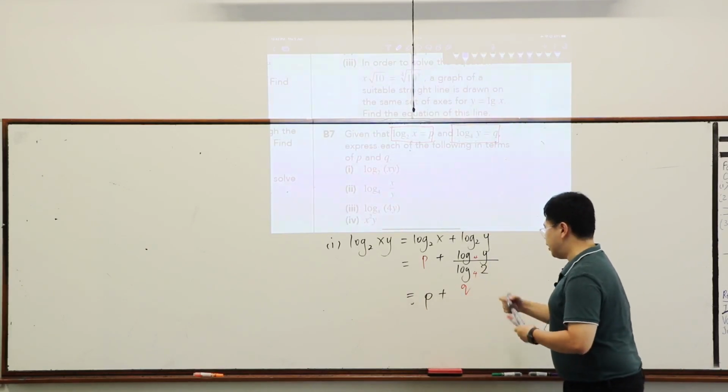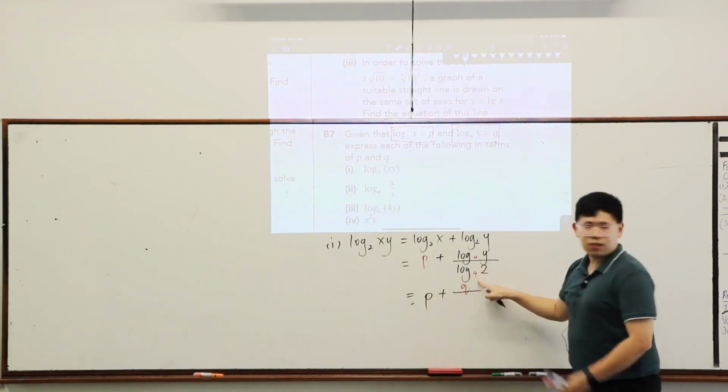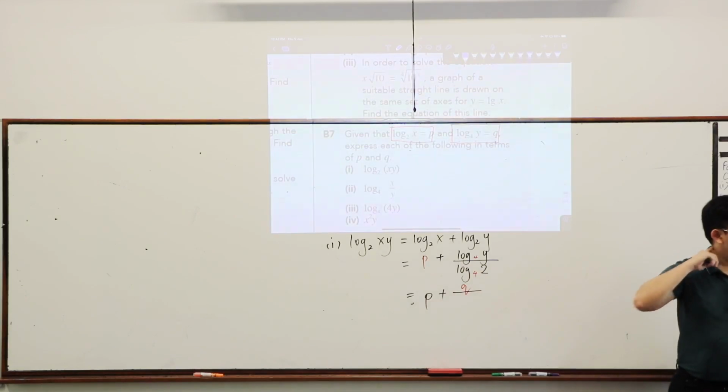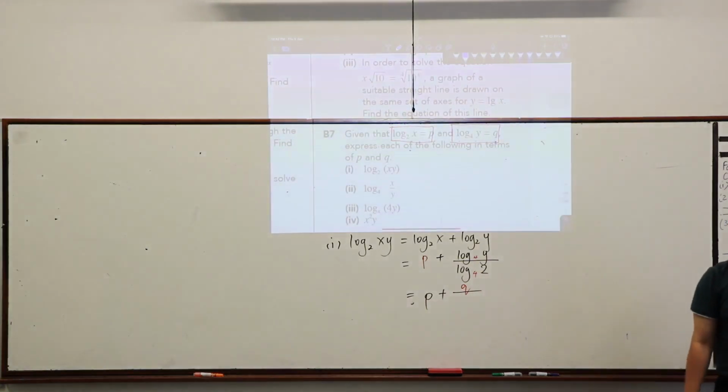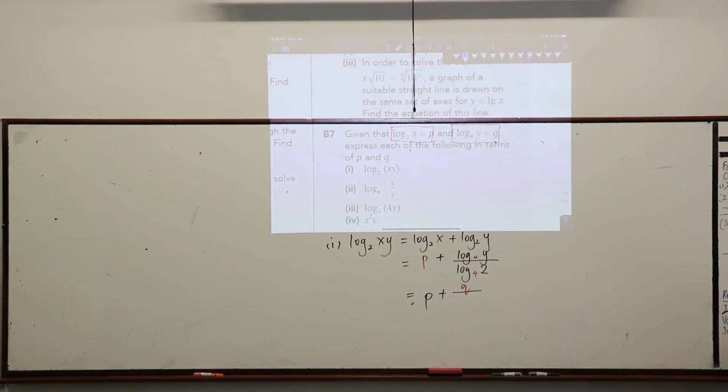Then the next question is, what is log base 4 of 2? I copied the question wrongly. I thought log y is always base 4. No, all the ones in base 2, we need to change to base 4. The question is there.